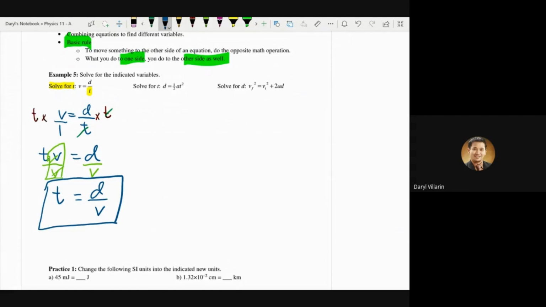So let's move on to the second one. Again, this is an equation for maybe uniform motion. d is equal to 1/2 at squared. This is still a kinematic equation. Okay. But I need to solve for t. So same thing.